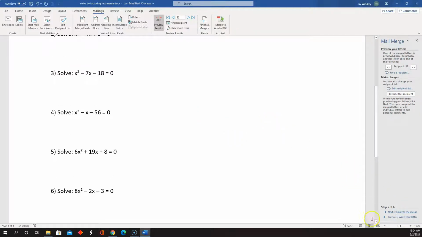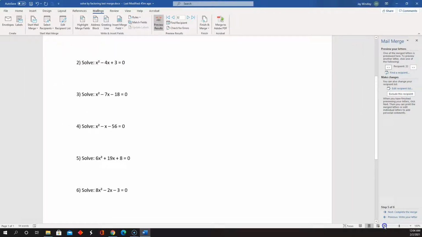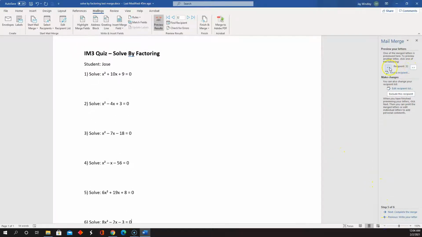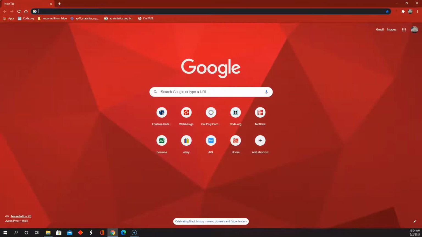Preview the letters. Let me zoom out a little bit so I can see the beauty of everything changing. So I go through my recipient list, and as you can see, every student is getting their own set of randomly chosen problems. So this is exactly how I want it to look. Okay, I'm going to save right there, and I'm going to close.